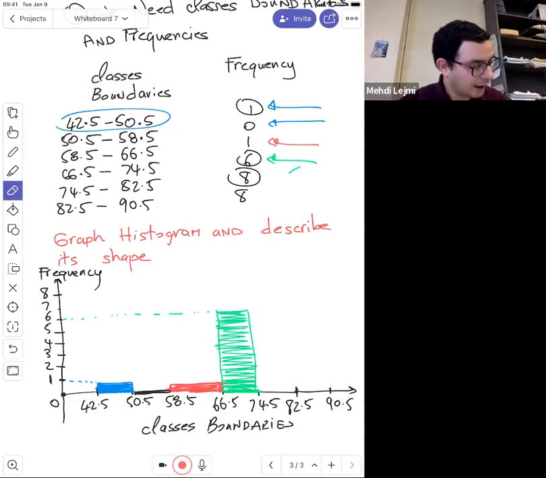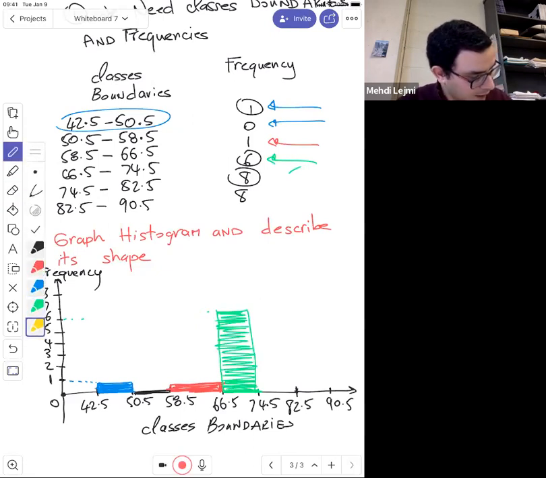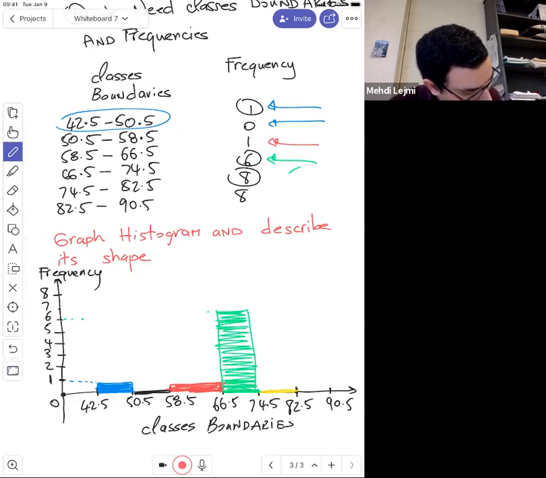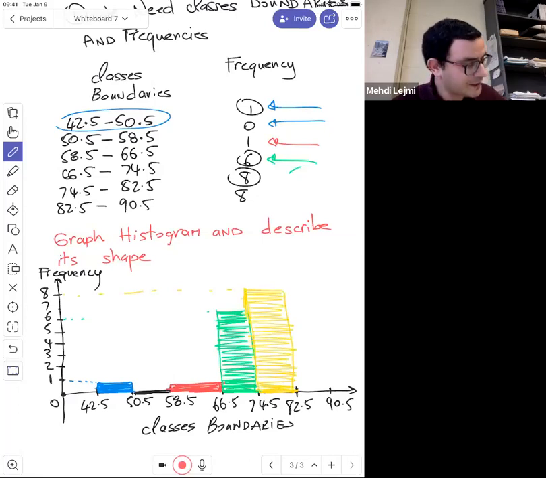Right, and then the last 2 classes have 8 as frequency. So the last 2 classes, like the fifth, has 8 as frequency, so we need to go up to 8 here. Okay, and the same thing for the sixth class, right? So it's also 8. So here we're gonna go up to 8.